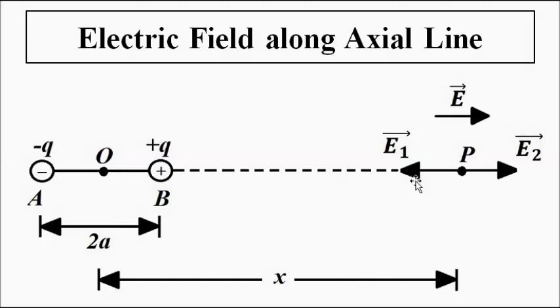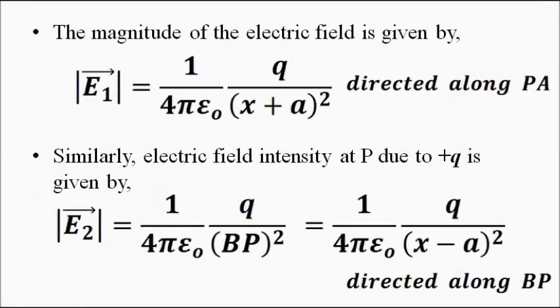So the directions of the electric field E1 vector and E2 vector are opposite in nature. For minus Q, the Coulombic force is attractive, that's why the electric field is along PA. But for plus Q, the Coulombic force is repulsive and the electric field is along BP, away from it. Okay, so E1 vector and E2 vector, now we have the expressions.